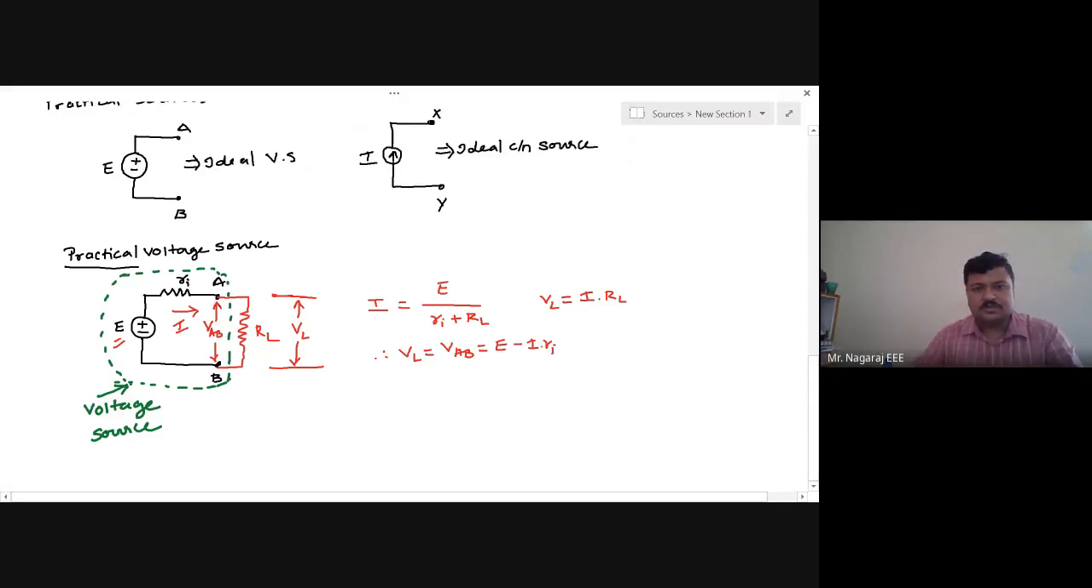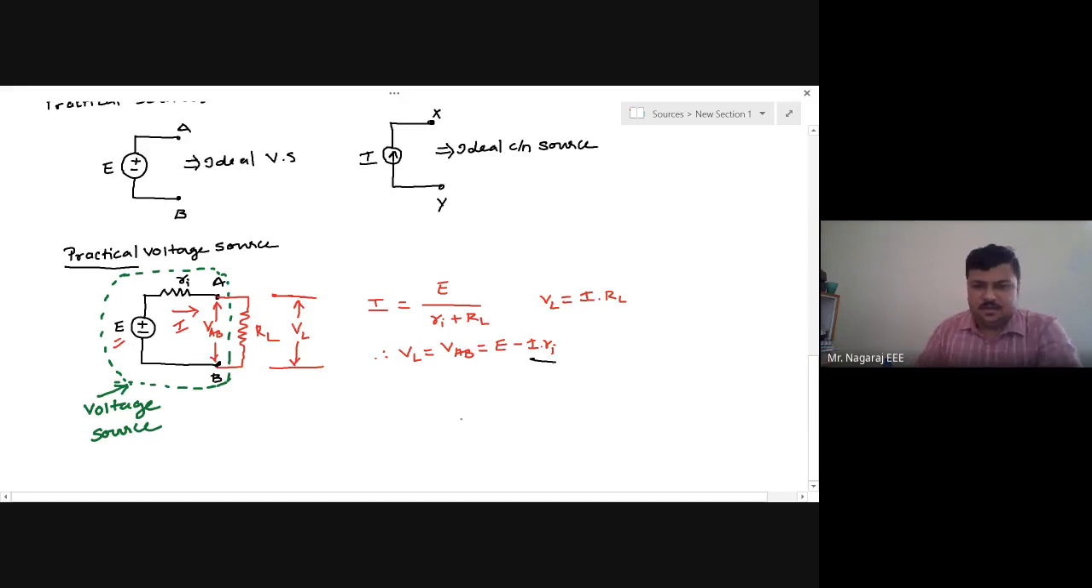So the voltage source is giving out the voltage VAB, but this VAB is not exactly equal to E. At no load, when nothing is connected to the source, VAB may be equal to E, because it is an open circuit. But the moment I connect the load, the voltage available from the source is lesser than E volts. How much lesser? E minus I R1. So by the value of the I into R1 drop, the voltage is slightly lesser than the exact source voltage.